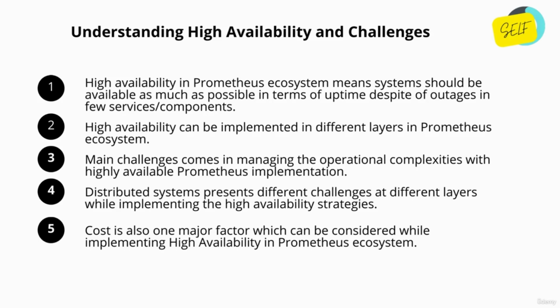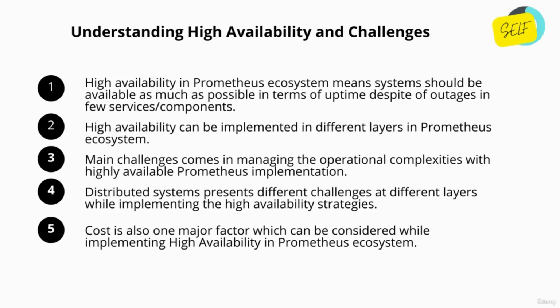Okay, now the next thing is that high availability can be implemented in different layers in the Prometheus ecosystem. There are different components that make up the ecosystem, so you will have to take care of high availability in all those components. If you are making your Prometheus highly available and you are not taking care of Alertmanager, then Alertmanager will become the bottleneck of the monitoring, right? So you might have to implement HA at each and every layer so as to make your system highly available.